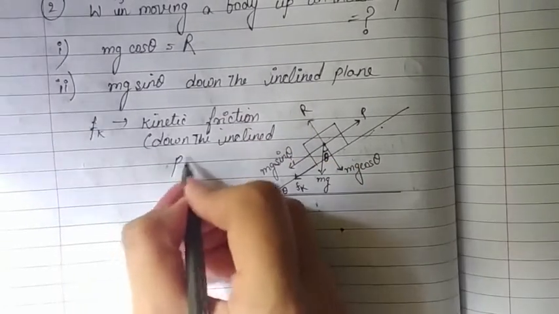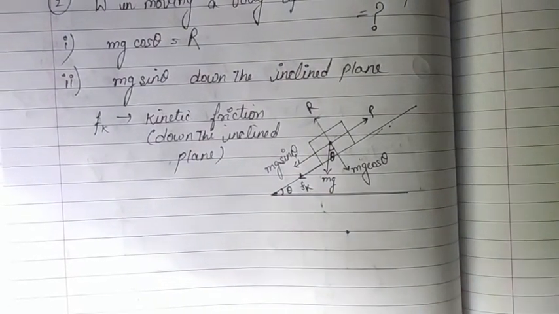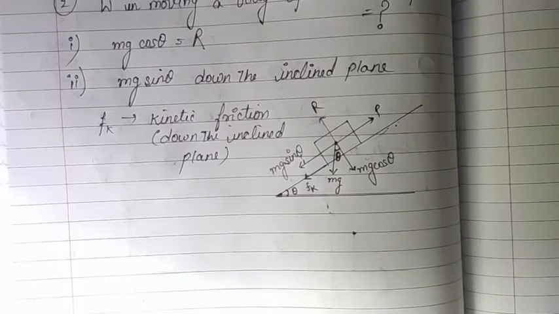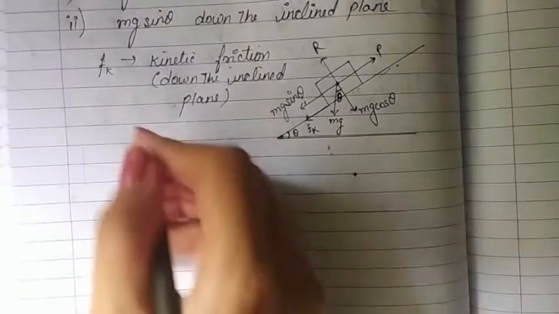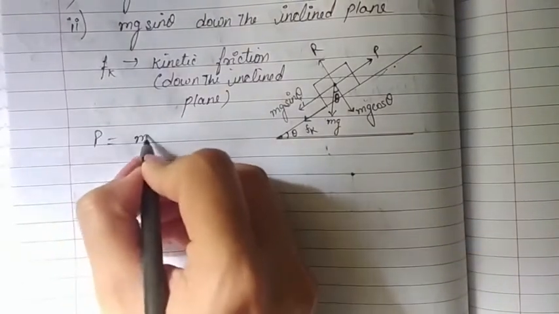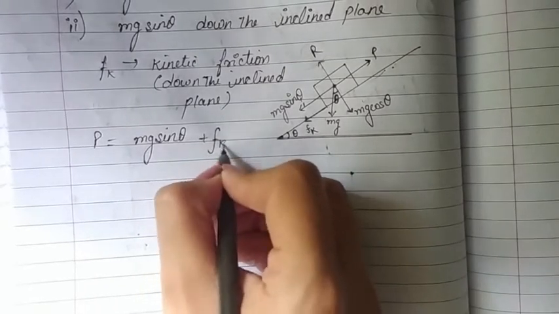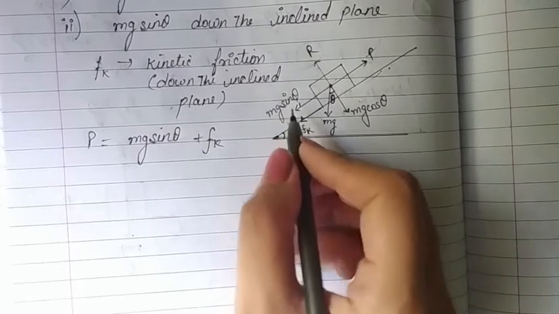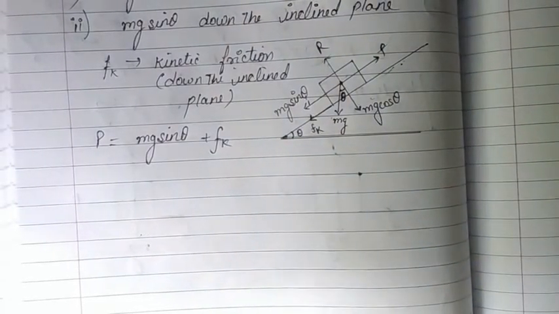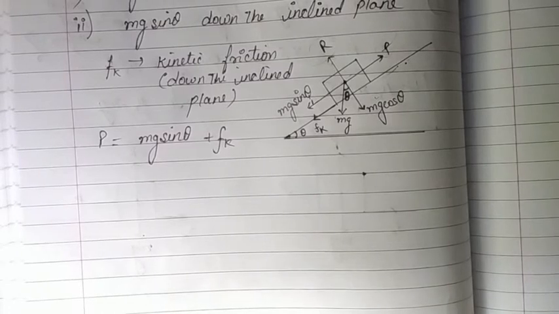So the force that is required by the body to move up the inclined plane must be equal to the sum of mg sine theta and this friction force, because if the force is equal to the sum of these two values, then the body just starts to move, otherwise it won't move in the upward direction.